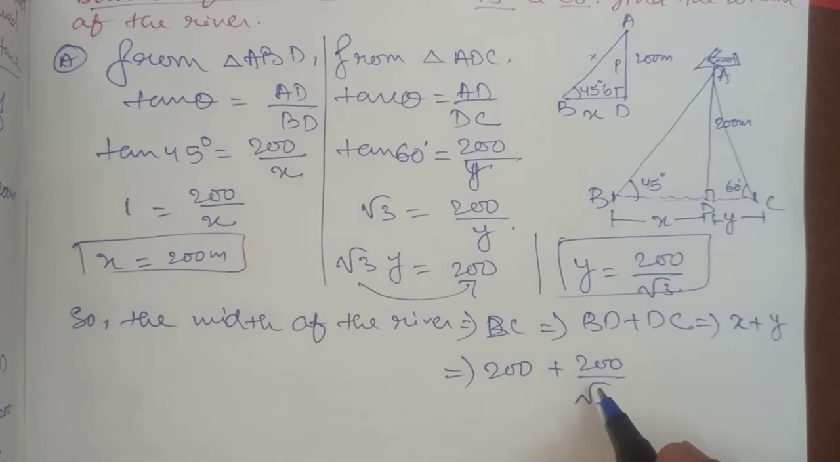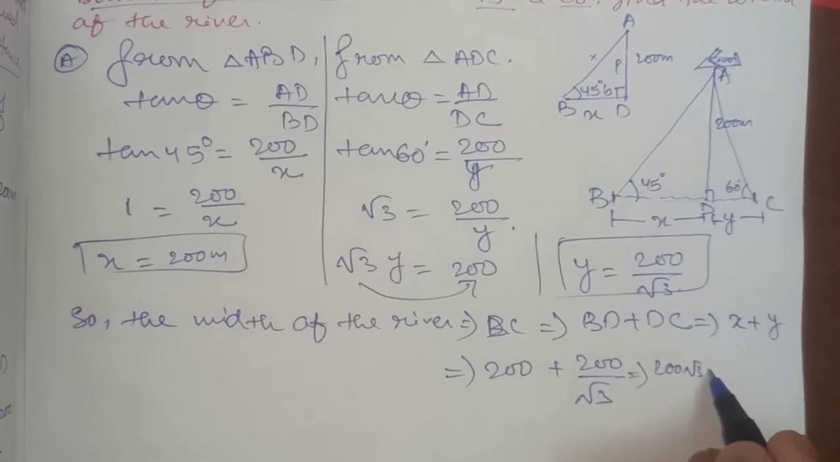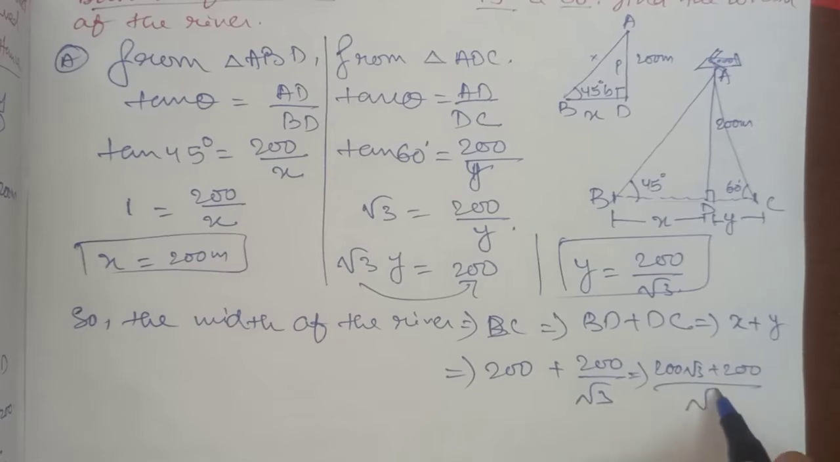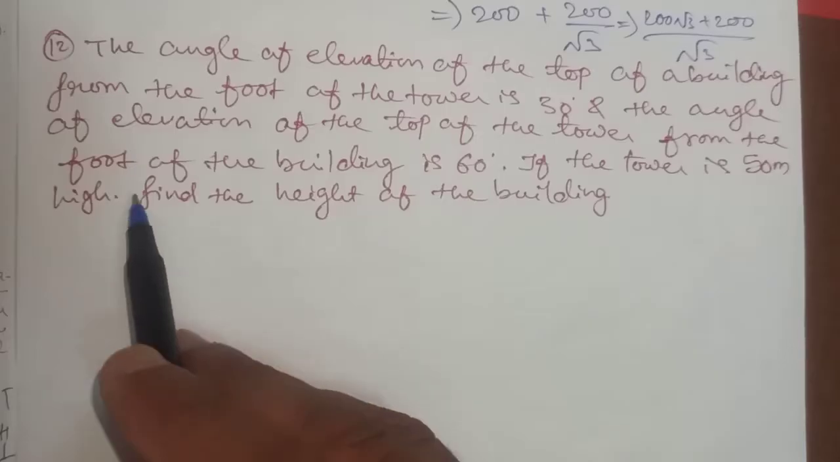Okay, for further value you just multiply root 3 here. 200 root 3 plus 200 by root 3 we will get. By getting it in decimal form you will get the proper value of question number 11. Okay, next question. Now question number 12.